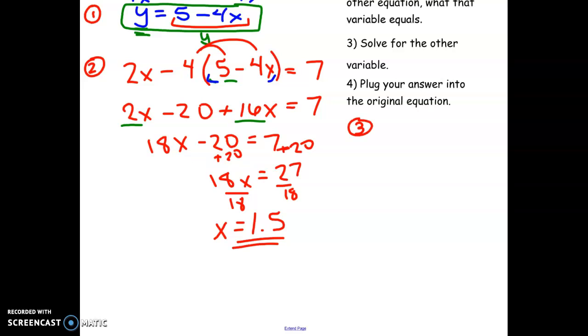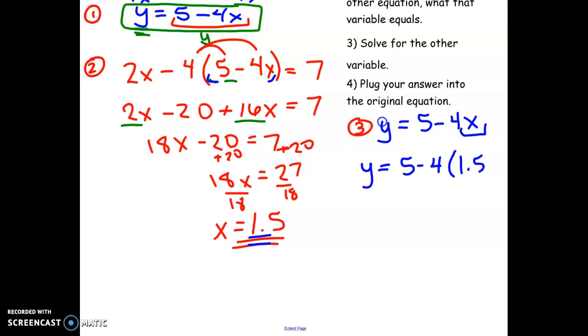Okay, so part 3 says solve for the other variable. So my equation was 5 minus 4x. And if I take 1.5 and I put it in for x, we get 5 minus 4 times 1.5, which is 5 subtract 6. So that means that y equals negative 1. So the y value, where my two lines cross, is going to be at negative 1. Well, the x value is at 1.5.